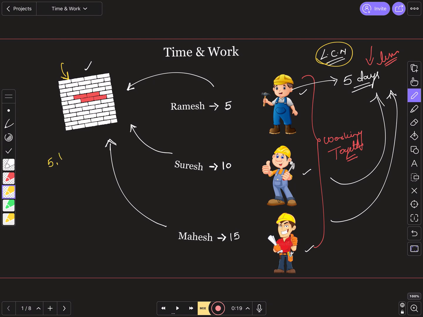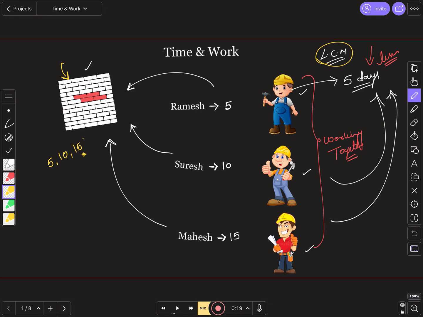So 5, 10, 15. Where did I take this from? This 5, 10, 15 is Ramesh, Suresh, Mahesh working alone days. I take the LCM of these 3. What is LCM? Least common multiple of these. And how do you start with this? If you don't know, go to the numbers chapter. I had explained it there.